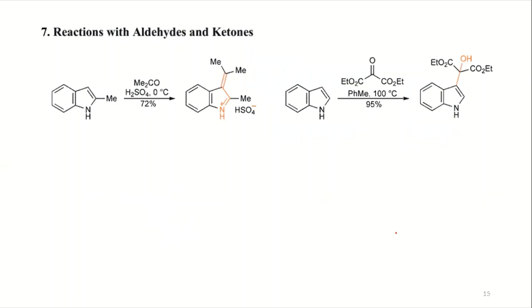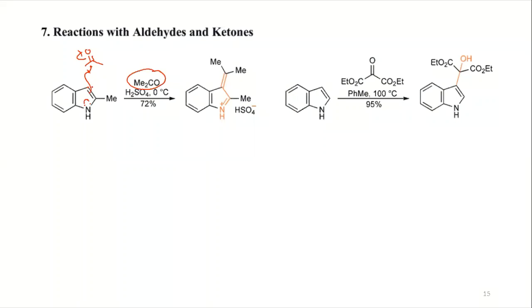Now, the reaction with aldehyde and ketone is a bit interesting. If you look at the acetone here, you have C double bond O. The nitrogen lone pair will attack the acetone C double bond O, the carbonyl carbon. Then, after protonation, you will have OH.